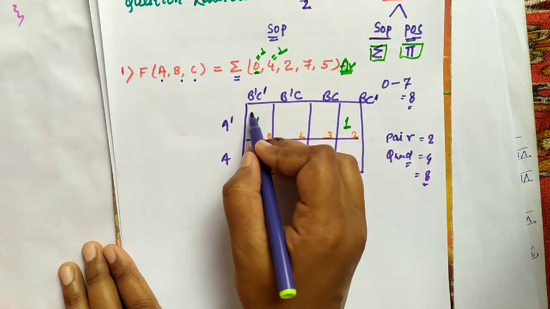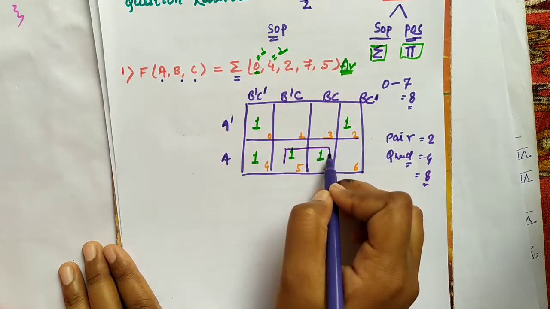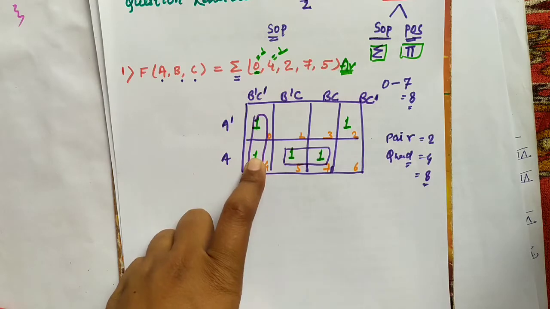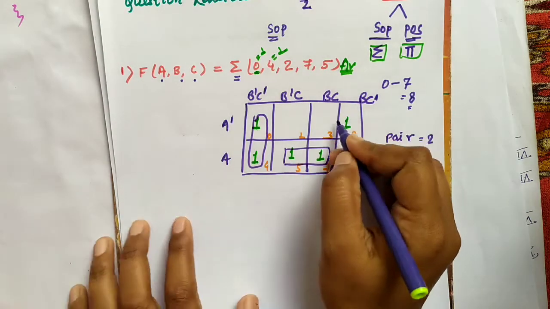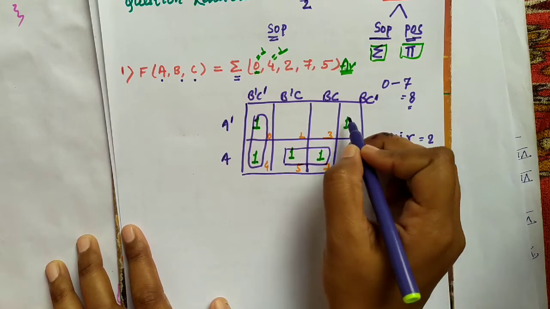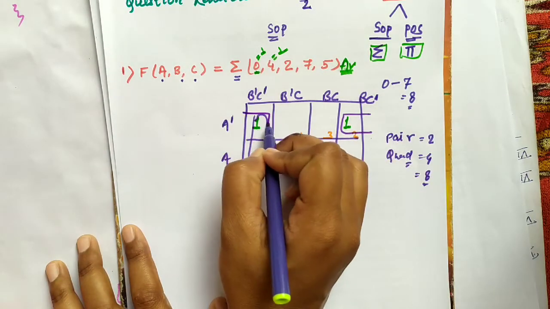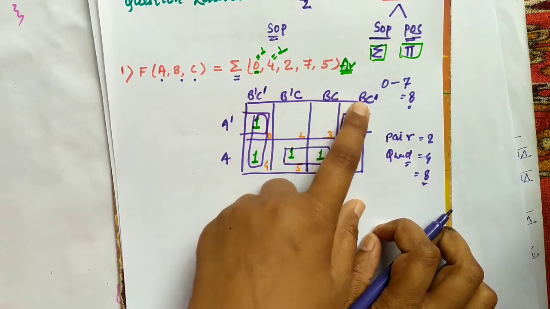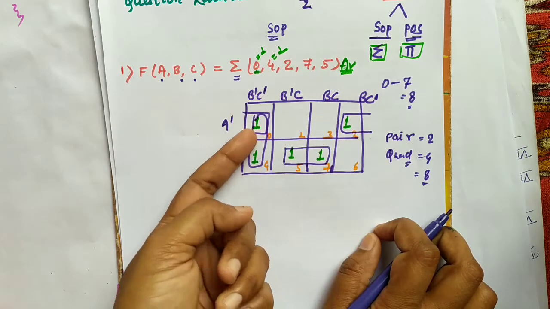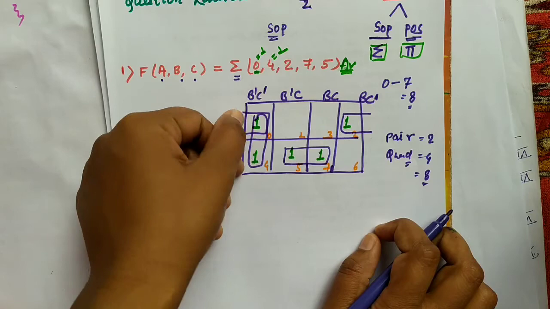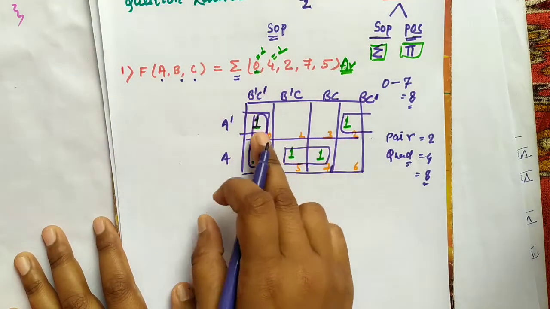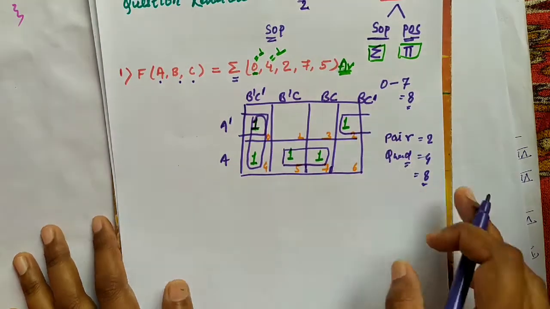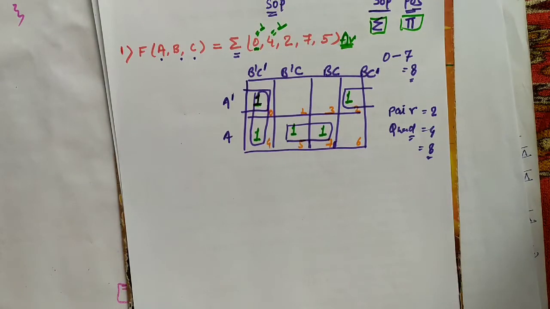Here two values can make this pair, and this is also a pair. So there are two pairs, pair 1 and pair 2. Here one value is left, so we also make a pair of this one with this. It is correct, not a wrong thing, to make two pairs with one value, one for this and one for this. Now we have to write a min term or max term.